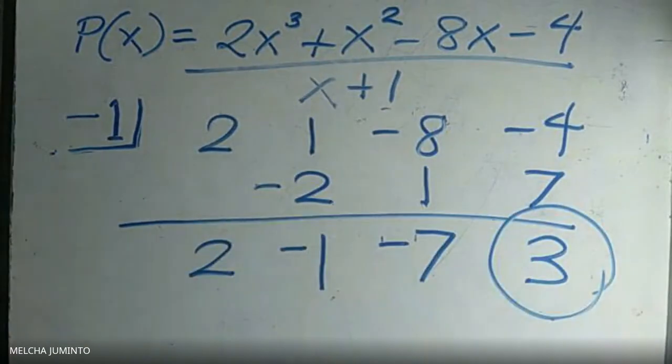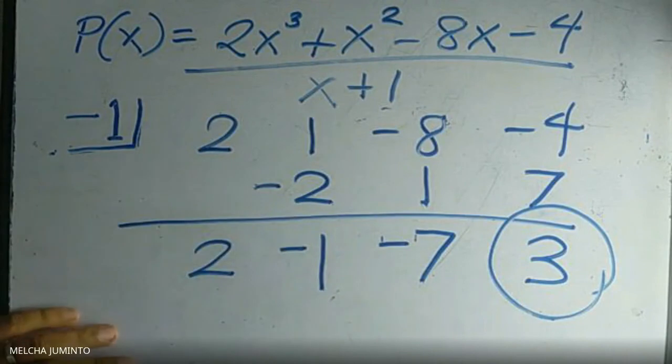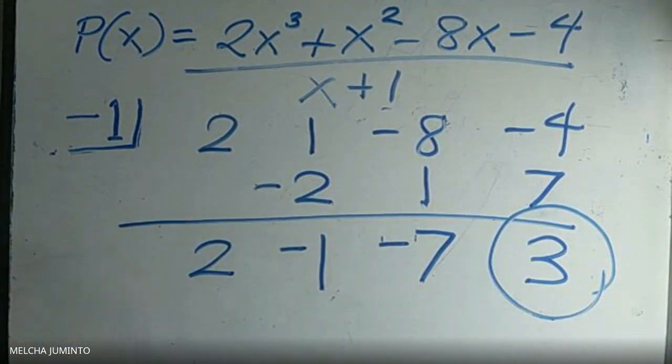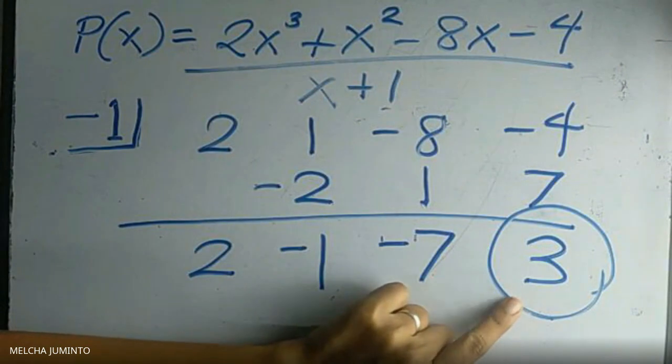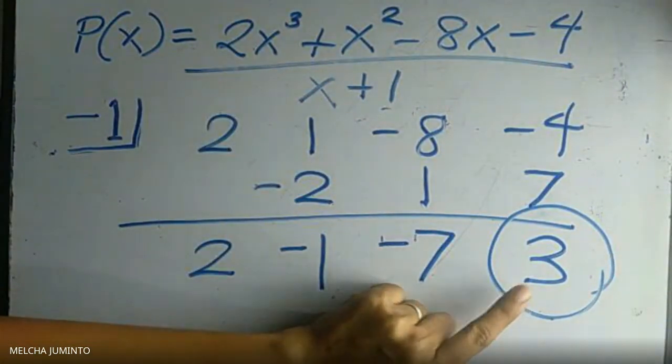So the last number here is the remainder, 3, which is the same answer that we obtained a while ago using the remainder theorem. This is the quotient, but we don't need to find the quotient if we are only asked to find the remainder. So this only proves that the remainder theorem is correct, because it also gave us the same remainder a while ago.